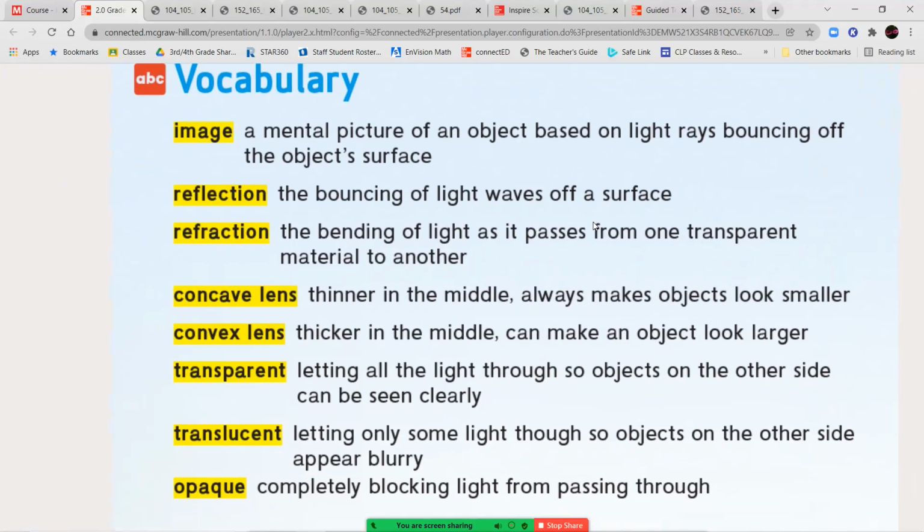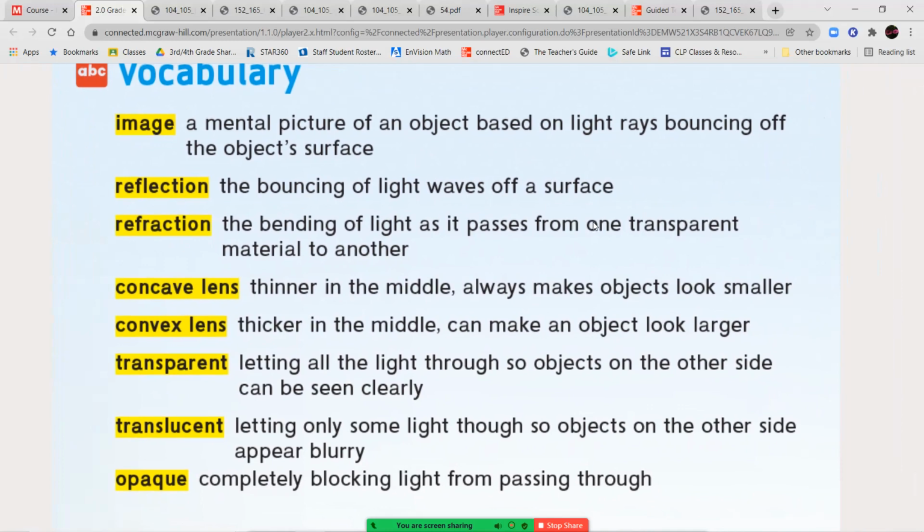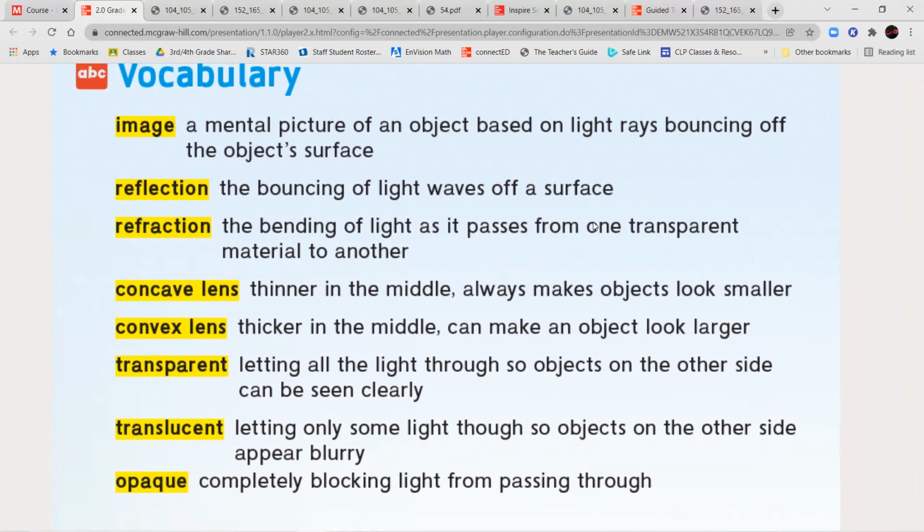Now, the first word we have is the word image. An image is a mental picture of an object based on the light rays bouncing off of the object's surface. So for you to be able to see an image, there has to be light, correct? So an image is what your brain understands. It's a picture that you make in your head based on the light that's bouncing off of that thing.